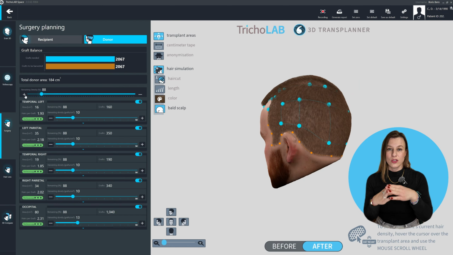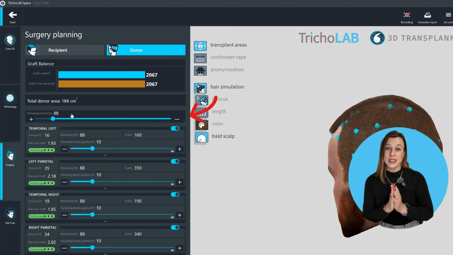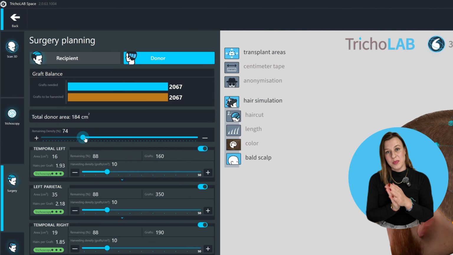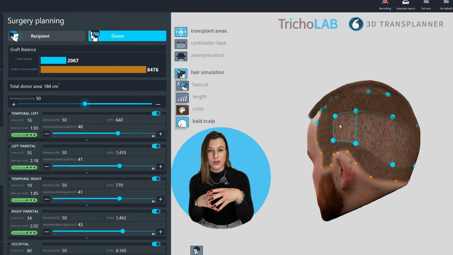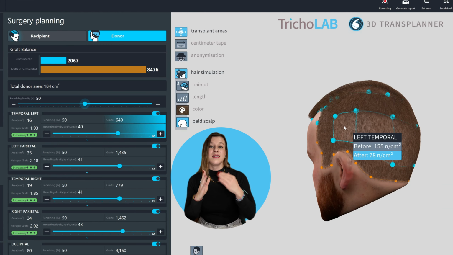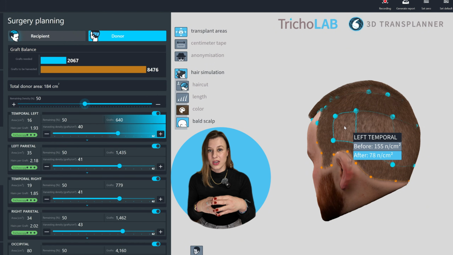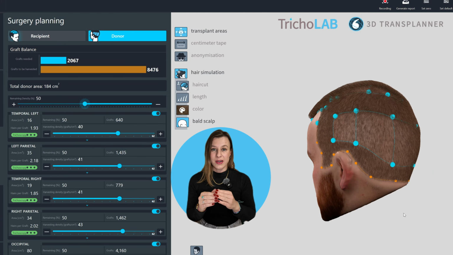This is the safe donor zone, and I'm going to set it to 50%. This is when the evidence-based planning becomes essential. I am now activating the Safe Donor Zone assessment. This tool calculates the maximum number of grafts we can safely extract from the patient's donor area over the patient's lifetime based on the donor capacity and scalp characteristics.